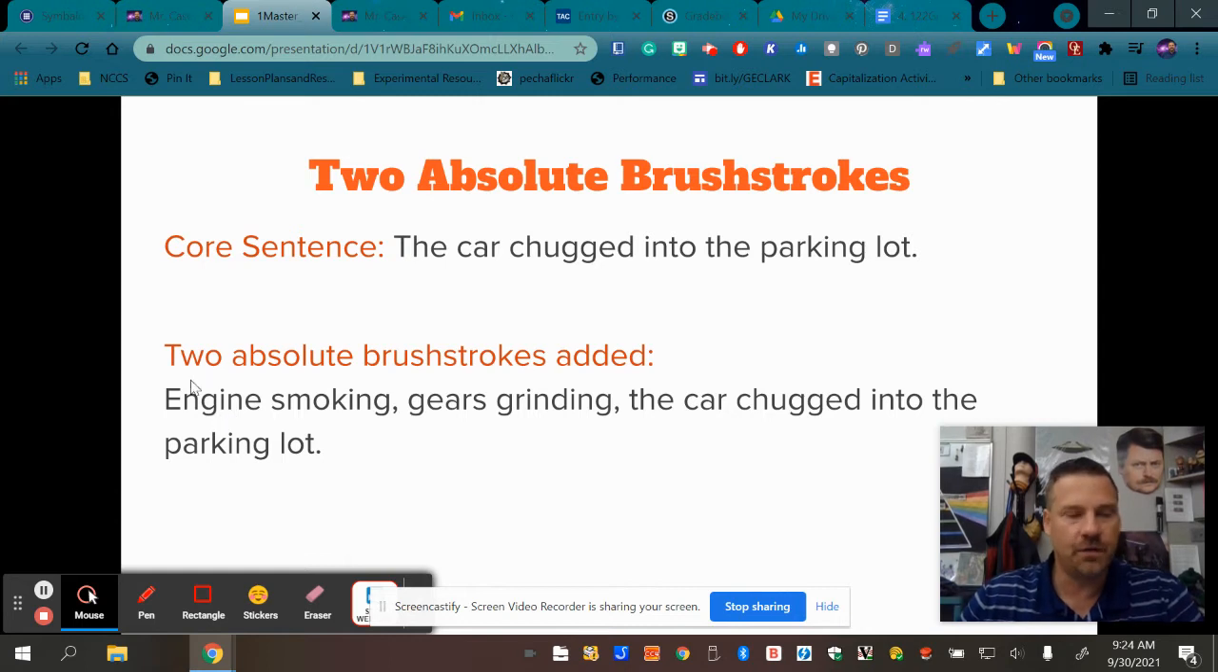For this one, if we take a closer look, engine smoking: engine's a noun, smoking is a verb ending in ing, which we also call a participle. So engine smoking, noun, participle, comma, noun, participle, comma. You notice how they're both like that. There are no prepositions, conjunctions, verbs. There's nothing else in there but the noun and the participle. So that's what you're going to want to do to make your own.